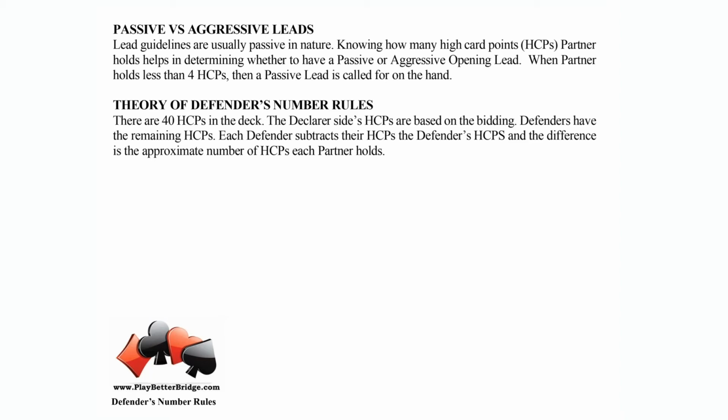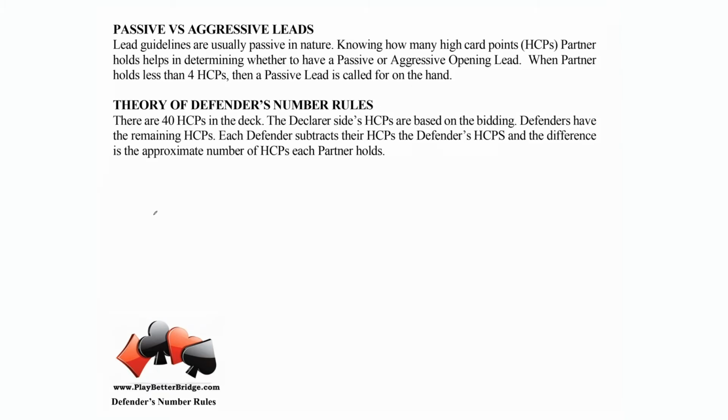And there are several indicators that tell us the difference between a passive lead and an aggressive lead. One of those is going to be our number rules that we're talking about in today's seminar. The theory behind the number rules. All right, so where do we come up with them, to even know how to apply them, right? This is how it works.